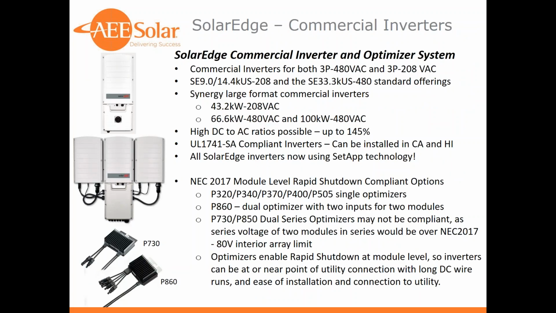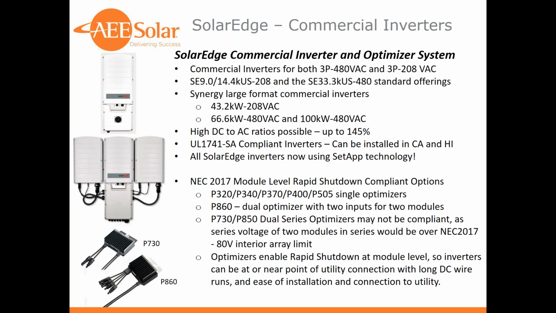SolarEdge has also updated its commercial line. It's moving to a SETAP format inverter. They have both 3-phase 480 volt and 3-phase 208 volt inverters, 9 and 14 kW in the 208 versions, 33 kW as standalone inverters, and also new large format inverters that they introduced last year. Basically the 43 kW 208 volt inverter is a Core 14 inverter with an expanded DC disconnect and 2 secondary units on each side of it. The second picture there shows you what that inverter would look like. In the 480 volt version, we have the 66 and the 100 kW.